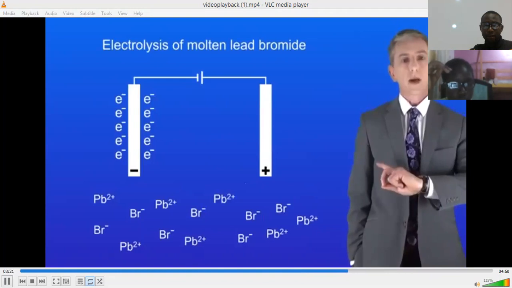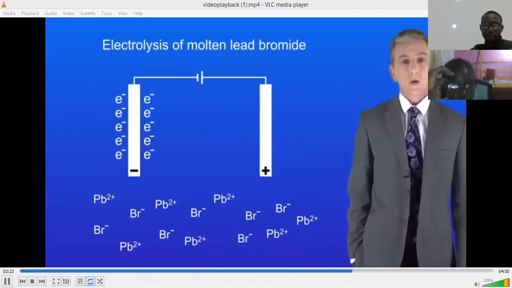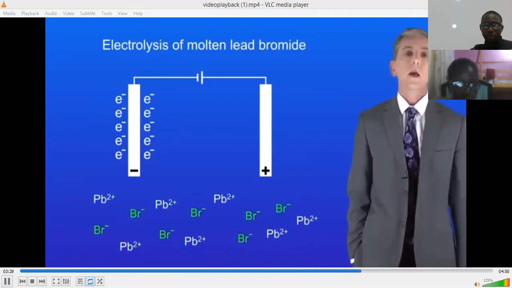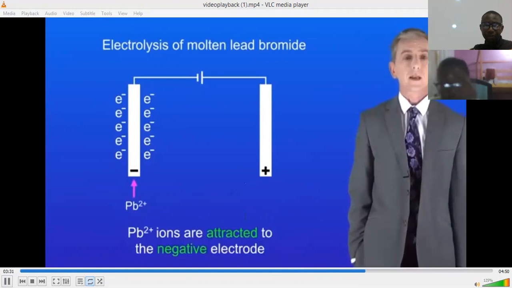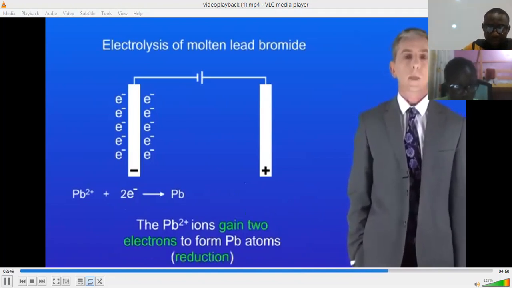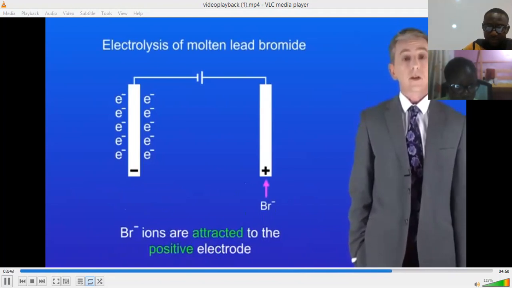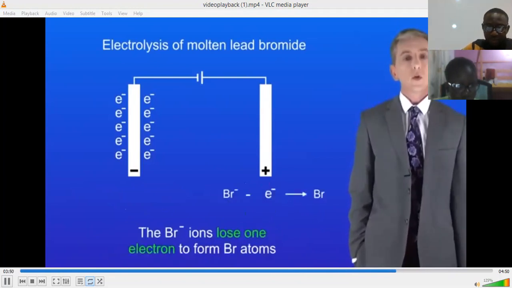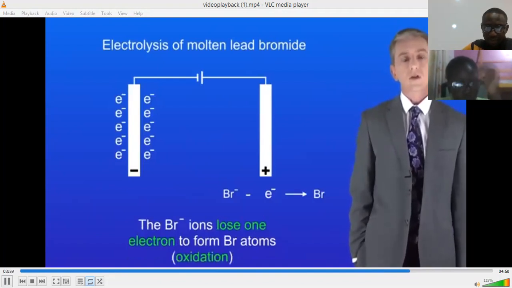Here's our molten lead bromide. We can see the positive lead ions here, and we can see the negative bromide ions here. The positive lead ions are attracted to the negative electrode, and that's because opposite charges attract. The lead ions now gain 2 electrons to form lead atoms. Because the lead ions are gaining electrons, that's an example of a reduction reaction. The negative bromide ions are attracted to the positive electrode. Here they lose 1 electron to form bromine atoms. Because the bromide ions are losing an electron, that's an example of an oxidation reaction.